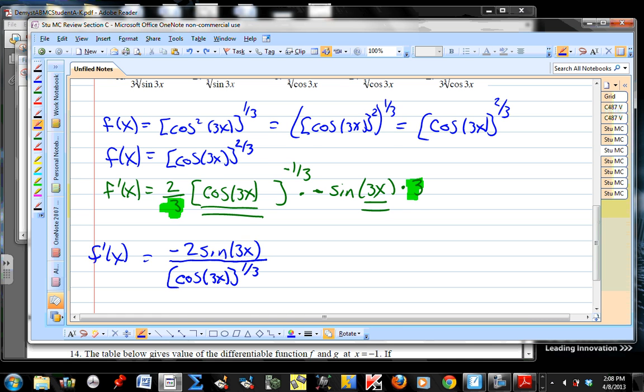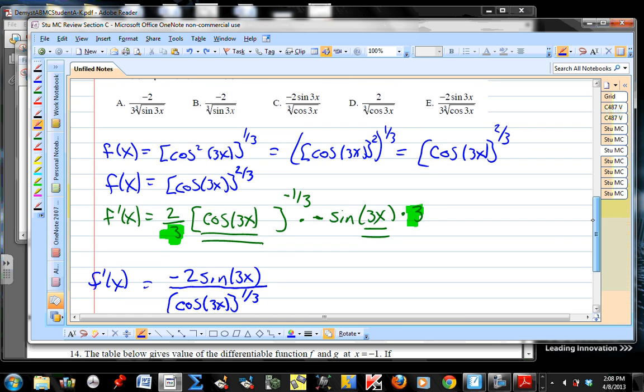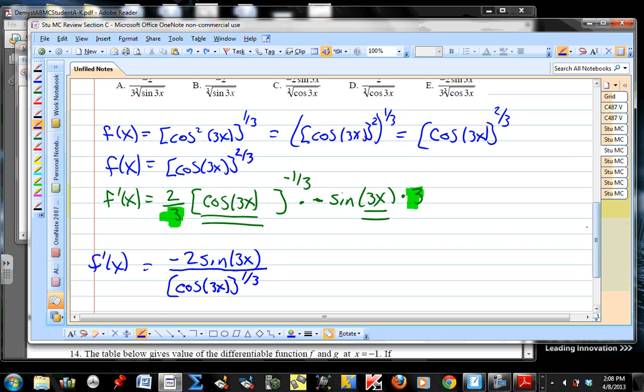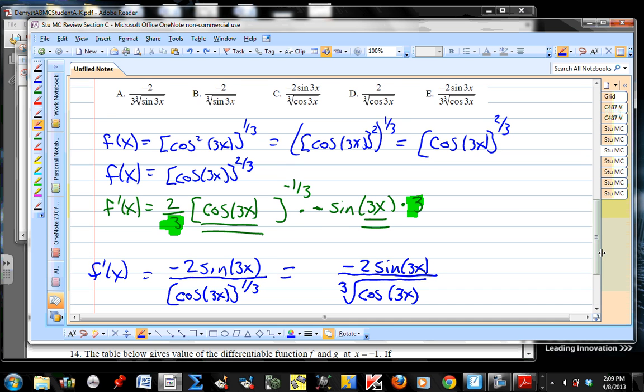All right, now let's see which one this matches. Well, it looks like we're just going to have to rewrite this a little bit. They didn't use the fraction exponent, so we'll call this negative 2 times the sine of 3x all over the cube root, or the third root, of cosine of 3x. Now let's see which one this matches. That looks like option letter C.